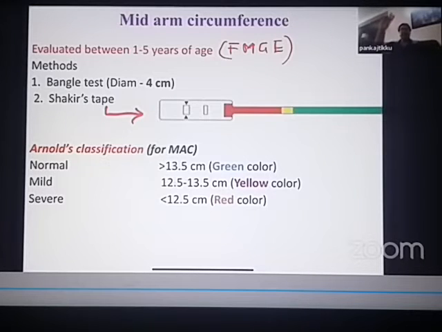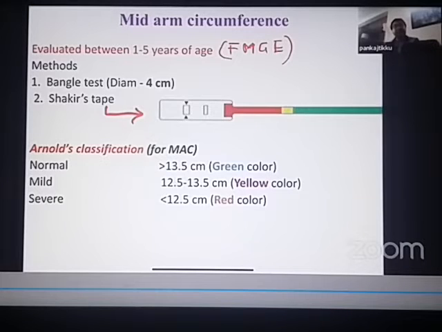I'll again repeat, take a bangle with a diameter of 4 centimeter and try to pass it above the elbow. If I can pass the bangle above the elbow, the child is a malnourished child. If I cannot pass it, the child is a normal child. So a bangle test is not telling me what is the exact mid-arm circumference of the child. It is just telling me whether the child is a normal child or a malnourished child. So is a bangle test a very accurate method for measuring the mid-arm circumference? No.